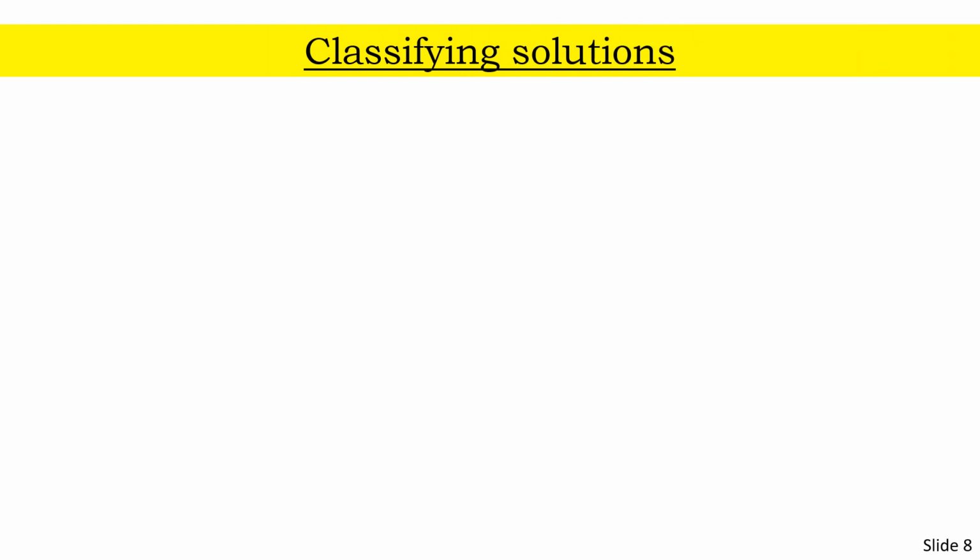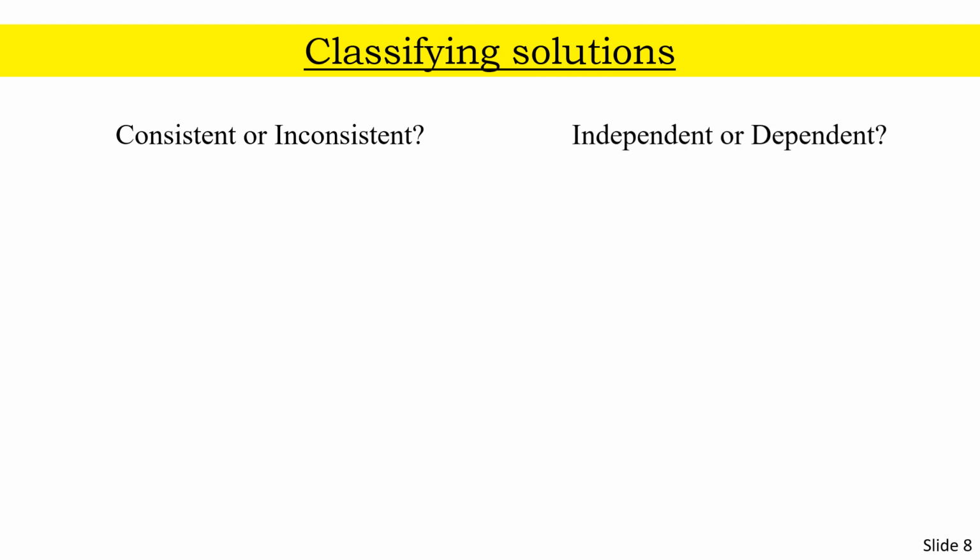Classifying solutions. So let's talk about the types of solutions. Classify them. Consistent or inconsistent? In other words, are the two lines consistent? Then there's also whether the two lines are independent or dependent. So here's how you tell. And we also need to worry about conditional, identity, or contradiction. All three of these different types of classifications are related.